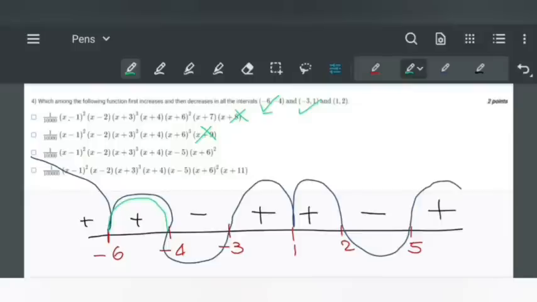So it satisfies minus 6 and minus 4. And from minus 3 to 1, it first increases, then decreases. It satisfies minus 3 to 1. And for 1 to 2, it again first increases, then decreases. Hence, the third option is correct.